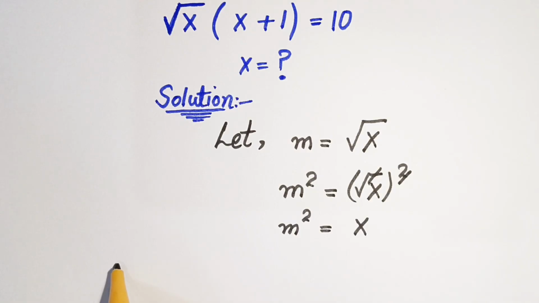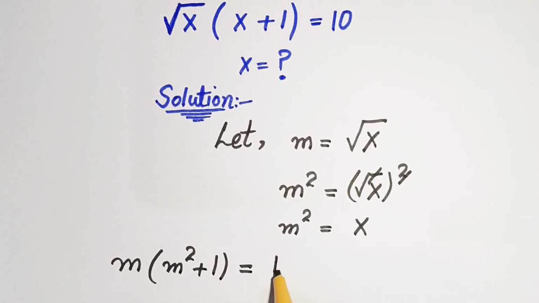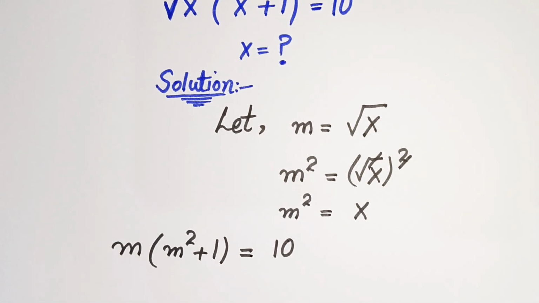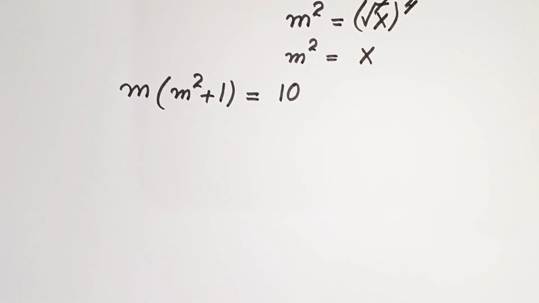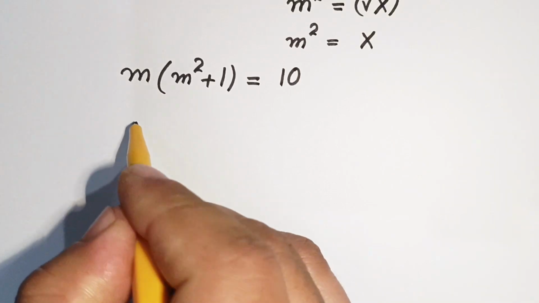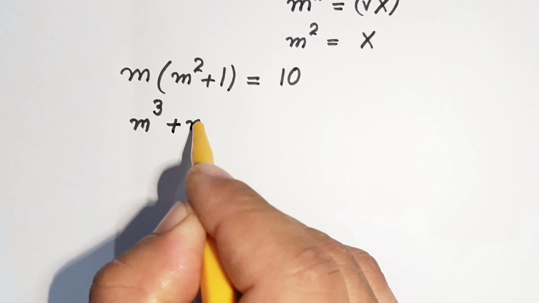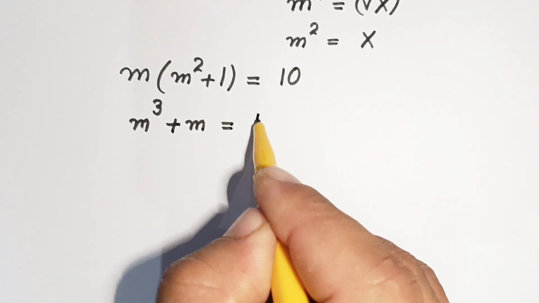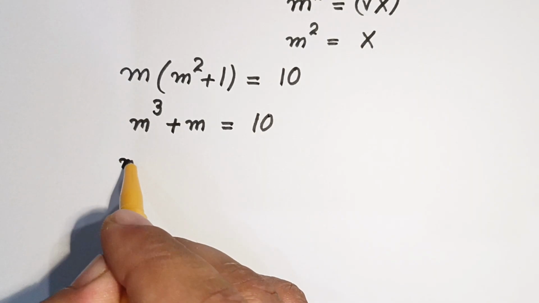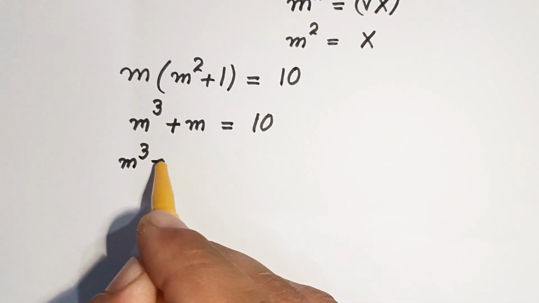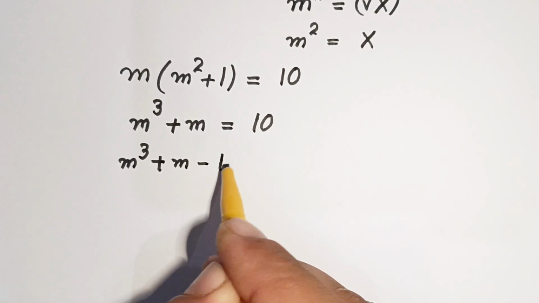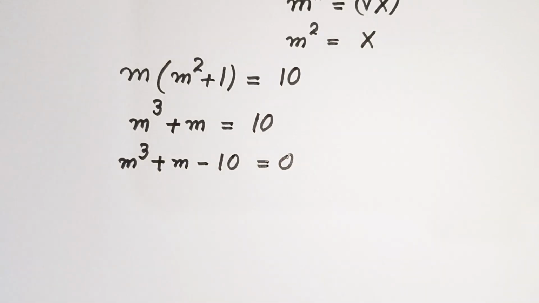Now substituting these two values in our problem, square root of x is equal to m, so m times x is m squared. Here we have m squared plus 1 is equal to 10. Now multiplying m into the parentheses, we get m times m is m cubed plus m times 1 is m, equal to 10. Shifting 10 to the left side, m cubed plus m minus 10 is equal to 0.